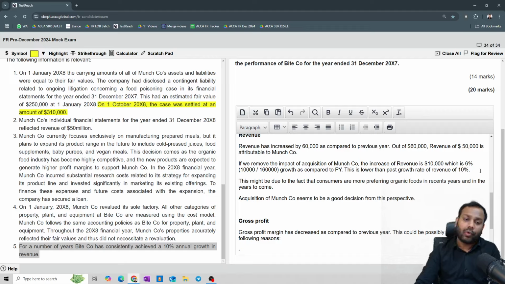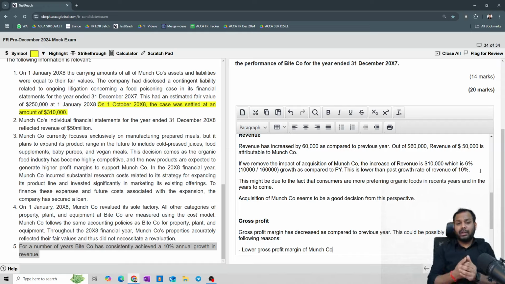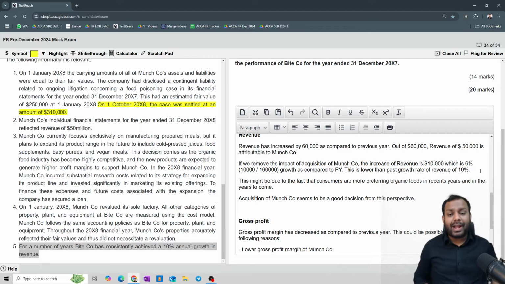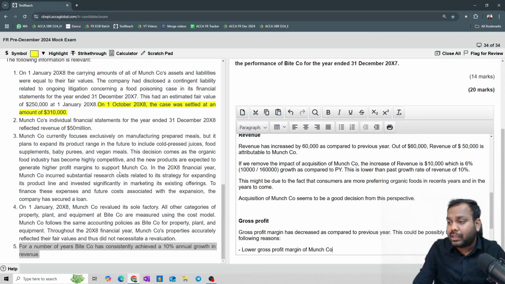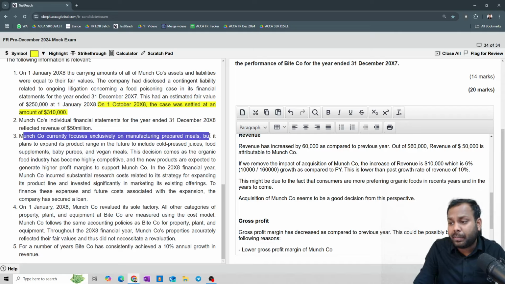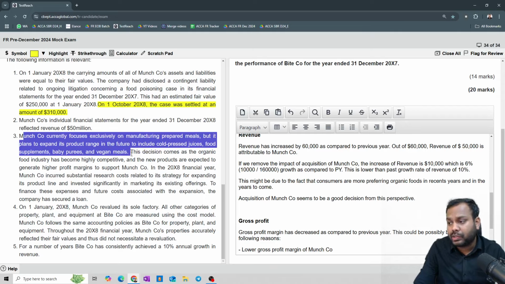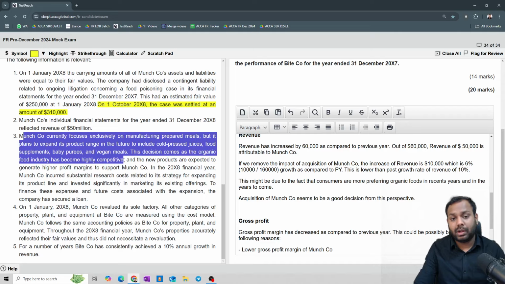Okay. So now, what could be the possible reason? Might be lower gross profit margin of Munch company. Why lower gross profit margin? As we can see here, Munch company currently focuses on manufacturing prepared meals, but it plans to expand its product range in the future to include cold pressed juice. This decision comes as the organic food industry has become highly competitive. Now understand why.